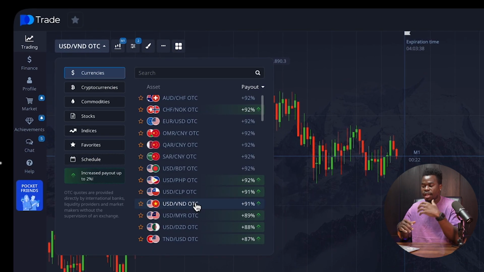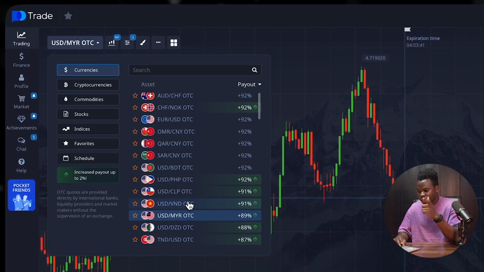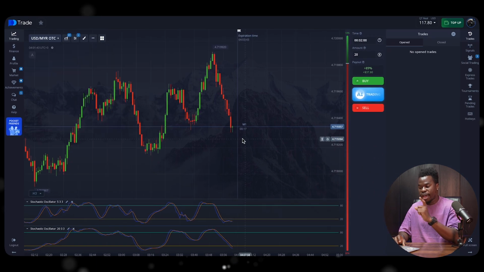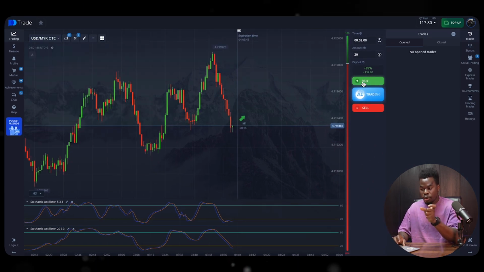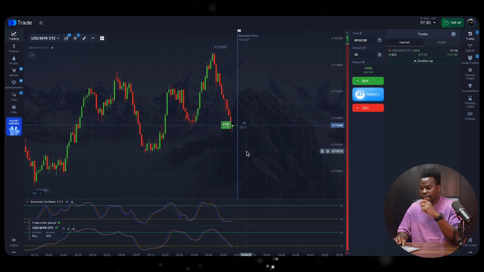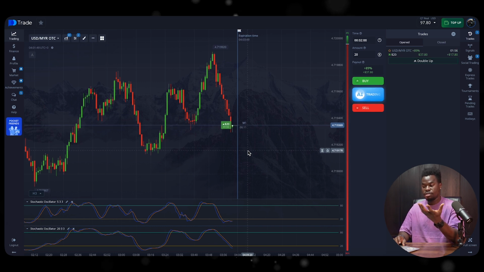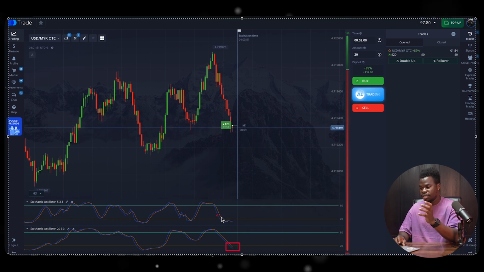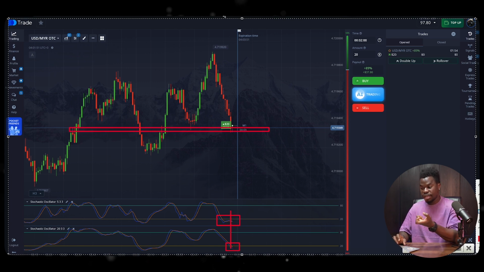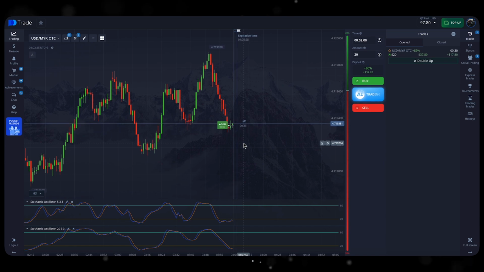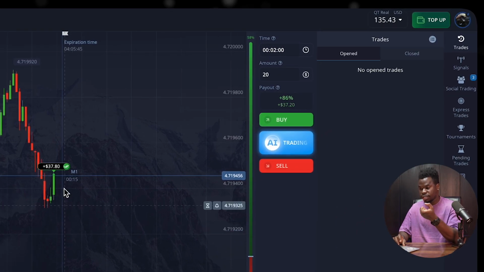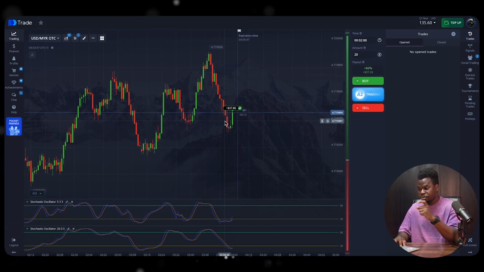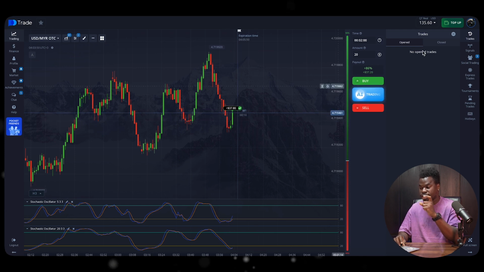I continue analyzing the market and spot an opportunity on the USD/MYR pair. So I place another upward trade for 2 minutes, again with $20. It's basically a similar situation. The stochastic shows a crossover and there's a clear support level. The trade confidently closes in profit, bringing the balance to $134.